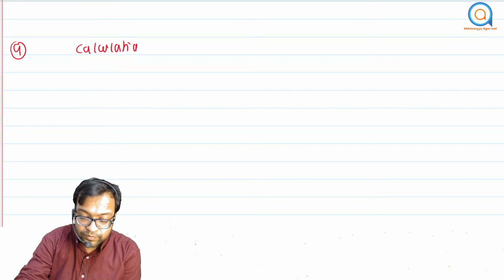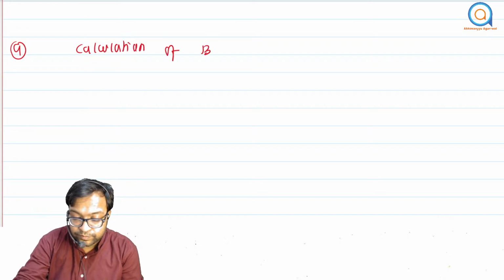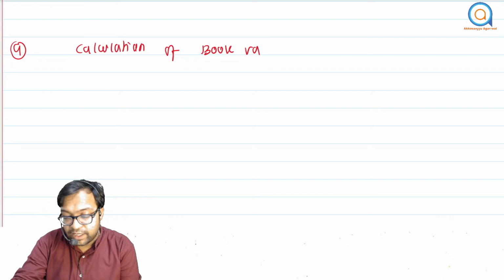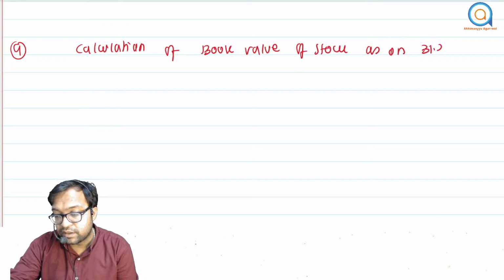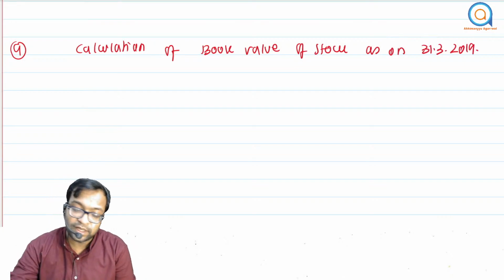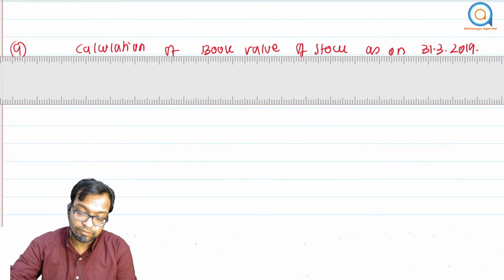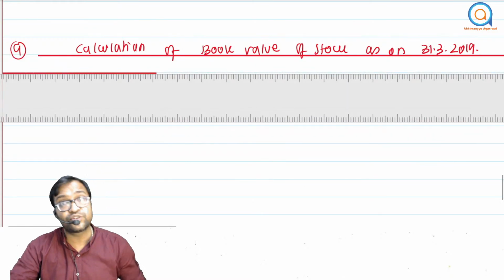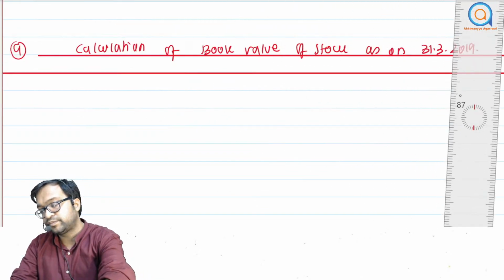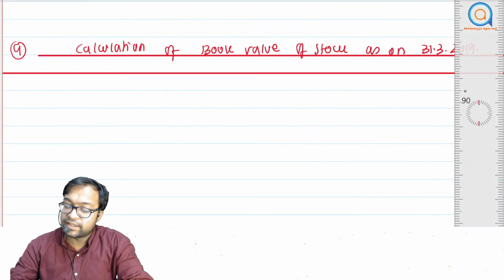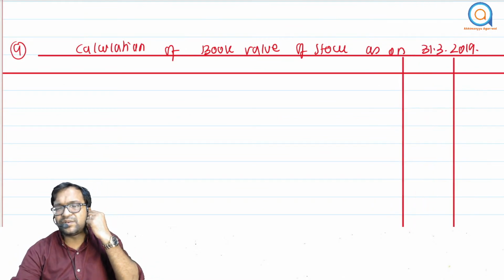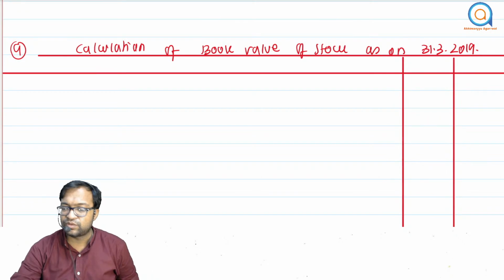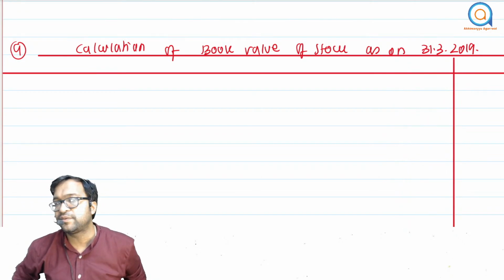Calculation of book value of stock as on 31st March 2019. Now I'll make a format like this. One is inner column, one is outer column. Otherwise you can make one column also. Two columns are not required. One column is enough.